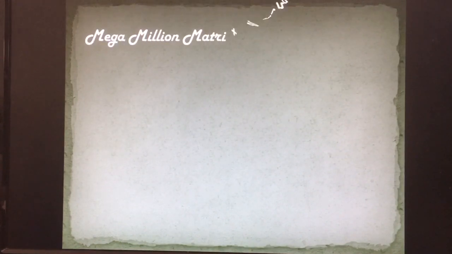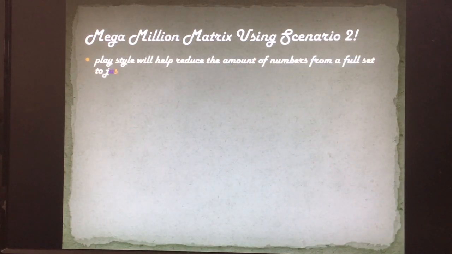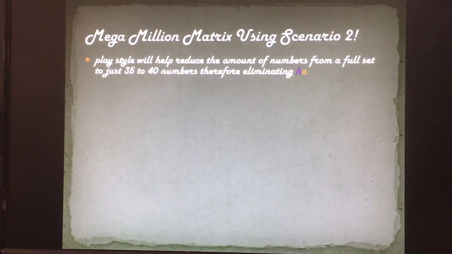And the Mega Millions matrix using scenario 2. Let's look at the difference between scenario 1 and scenario 2. The play style will help you reduce the amount of numbers from a full set to just 35 to 40 numbers, therefore eliminating half of the numbers.